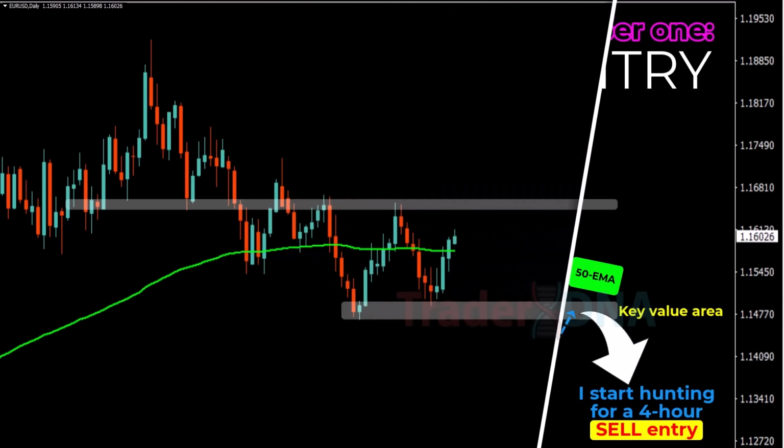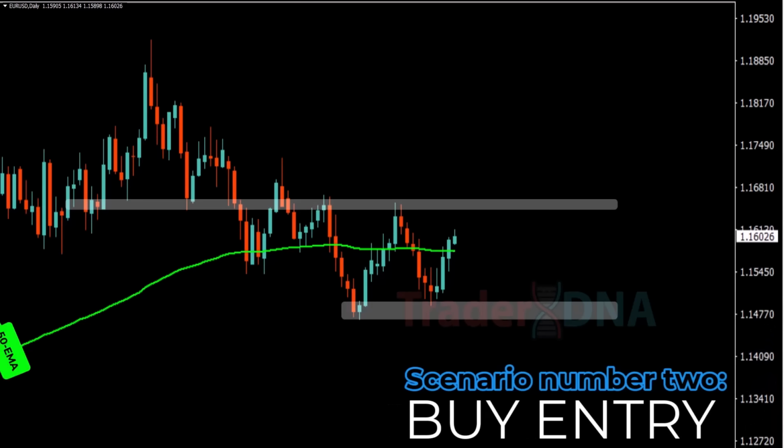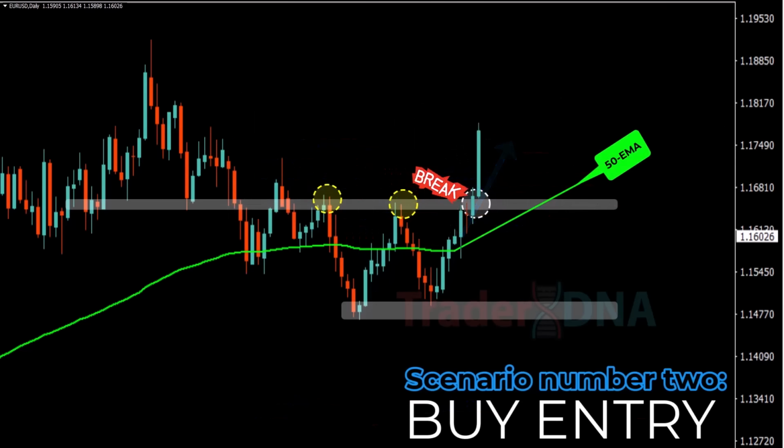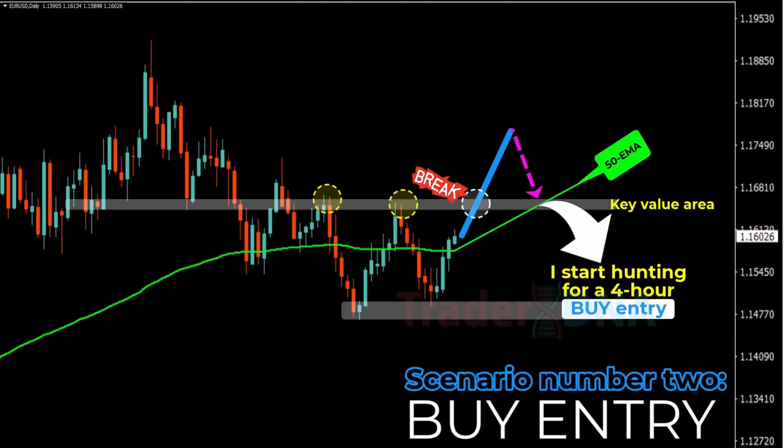Now let's flip the script. Scenario number 2. If instead price explodes upward and breaks above these two super close high levels, this high and this one, again, I'm not satisfied with just a wick. I need a real body close, something strong, something you can't ignore. Once that happens, I draw the structure zone connecting those two highs. Then I wait again for price to come back, tap that zone, and once it does, I immediately shift into buy mode looking for a 4-hour buy entry right inside that area.